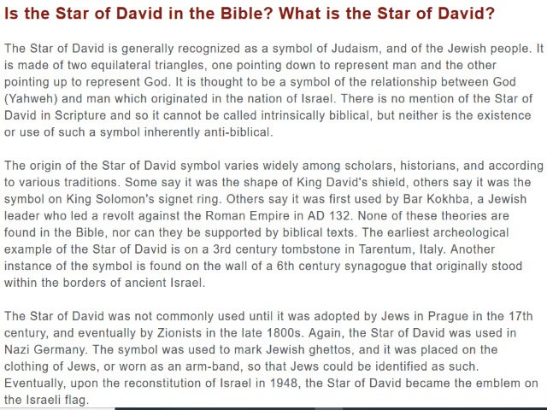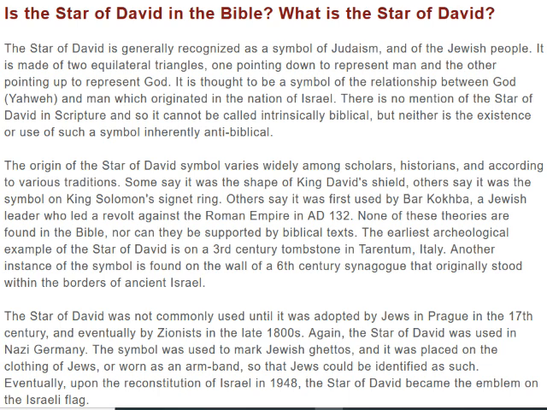The origin of the Star of David symbol varies widely among scholars, historians, and according to various traditions. That's very true. Some say it was the shape of King David's shield. Others say it was the symbol on King Solomon's signet ring. Others say it was first used by Bar Kokhba, a Jewish leader who led a revolt against the Roman Empire in 132 AD. None of these theories are found in the Bible. Again, Torah is our foundation. That's where we get all the authority for everything and all things from. Nor can they be supported by biblical texts.